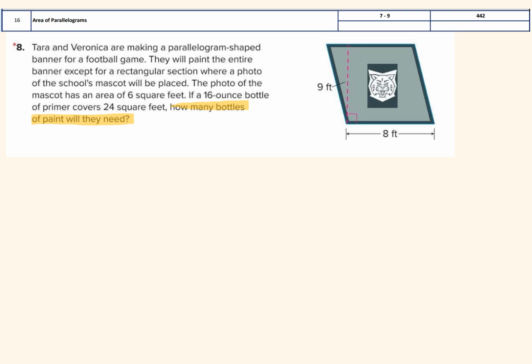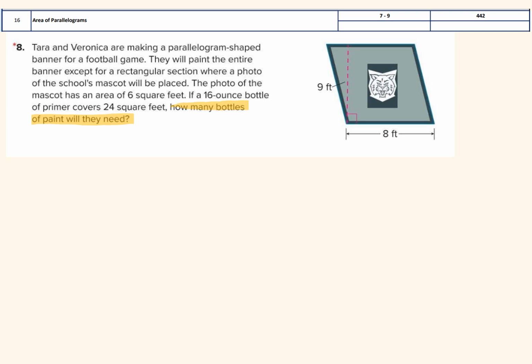What comes to your mind for sure is to find the total area of the shape of the banner. And keep in mind that the rectangular section here is not going to be covered with paint. So we're going to calculate the total area except that rectangular section, which is 6 square feet. And then lastly we're going to find how many bottles I need. So this is the plan in our mind.